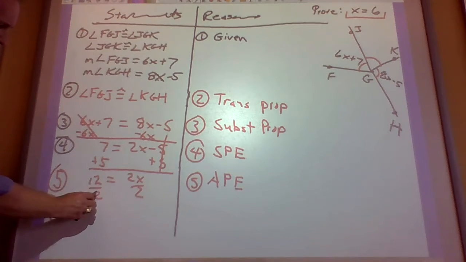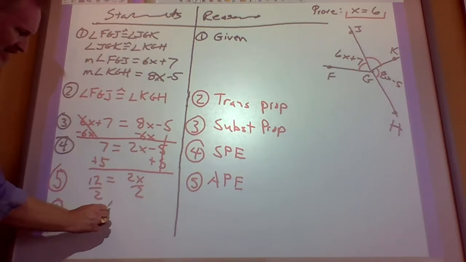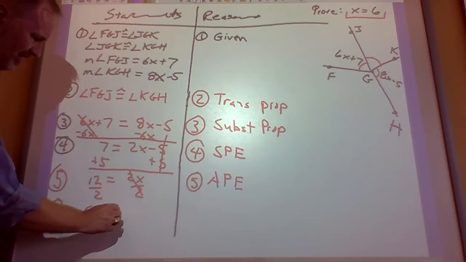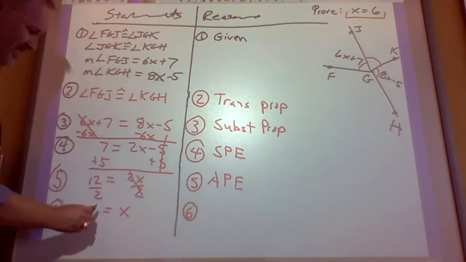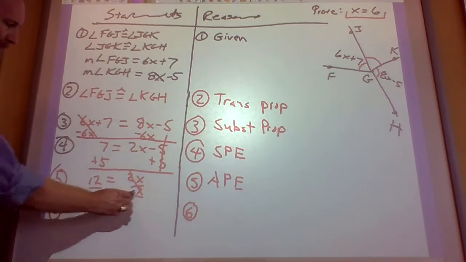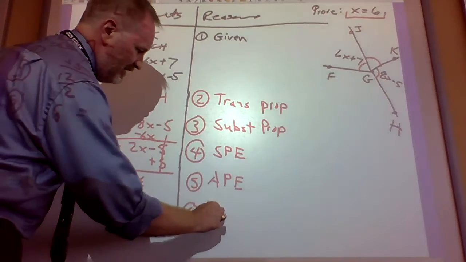And the result of this, 12 divided by 2 is 6. And the 2's over here cancel out. So I got 6 equals x. And I think everybody knows at this point I just did the division property. I divided both sides by 2. So I did the division property.